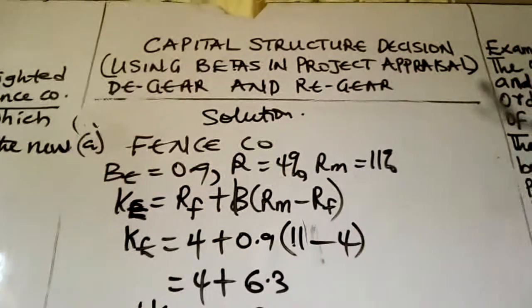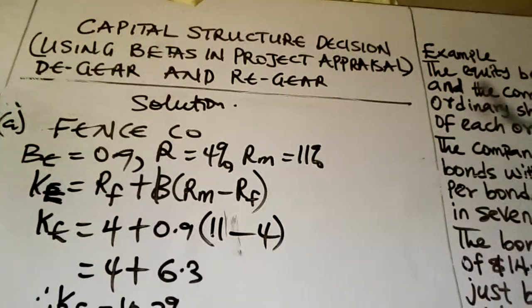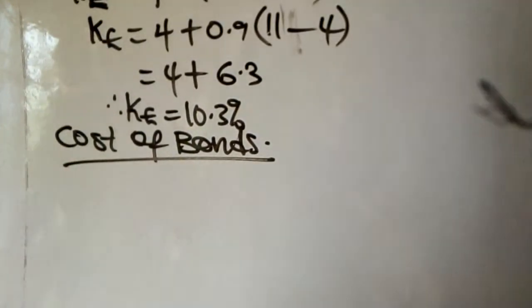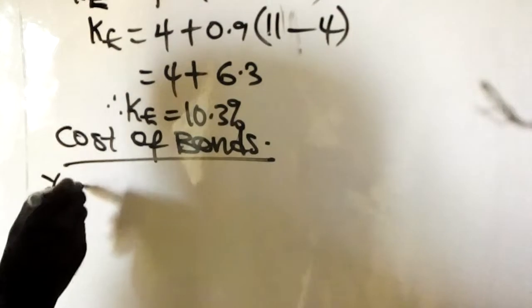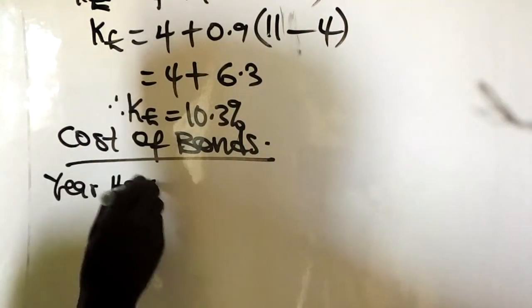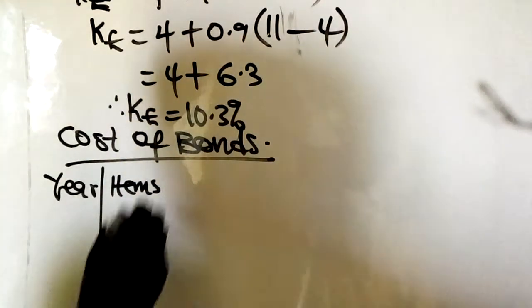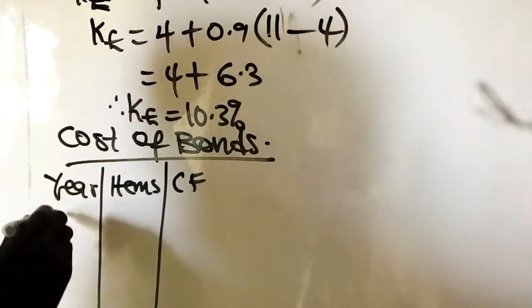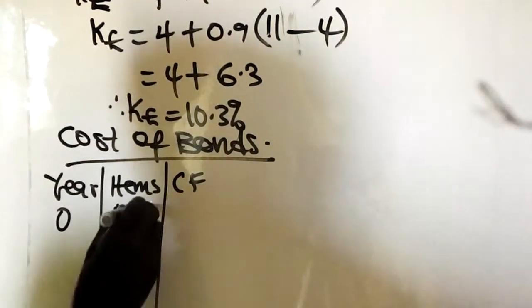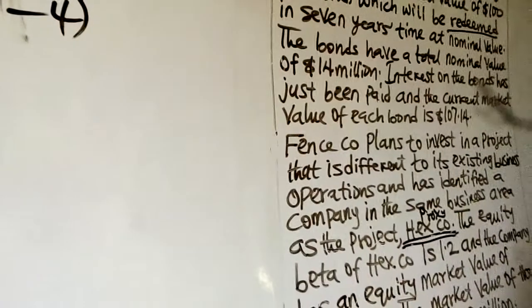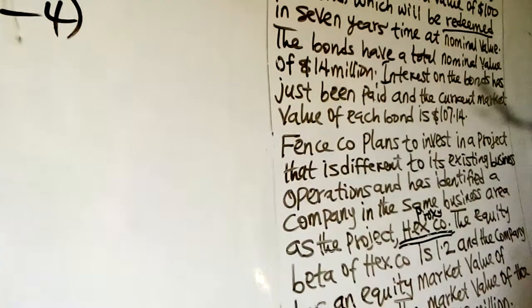Now, for our purpose, we want to estimate the cost of a redeemable bond. So we have year, then the items involved, then we can have cash flows. Year 0, I said that will be the market value. And how much is the market value of the redeemable bonds? Now let's go through the question in order to identify the market value of the bonds.